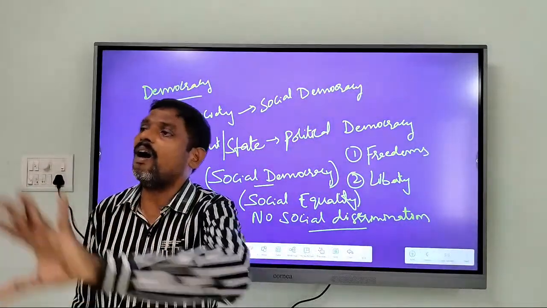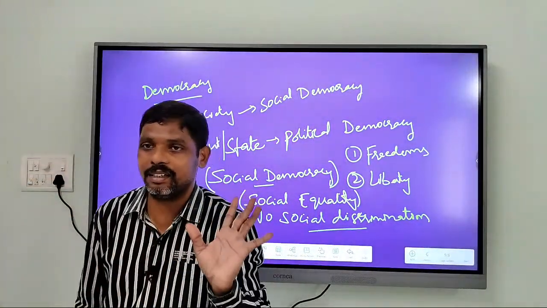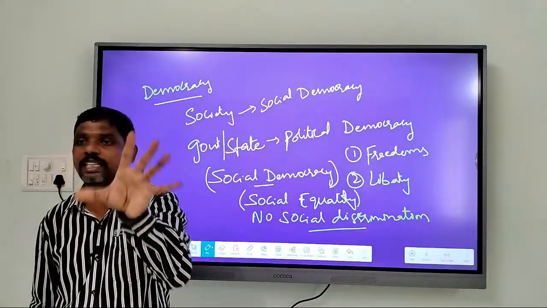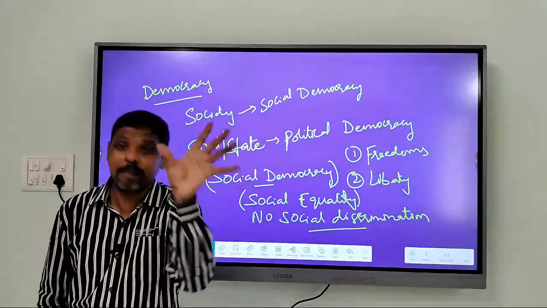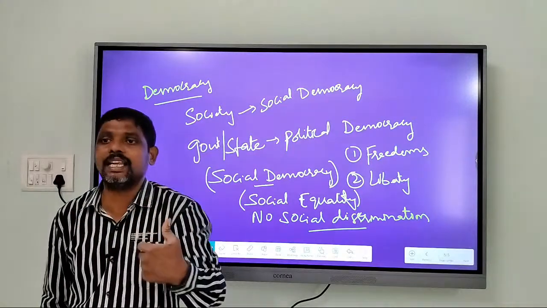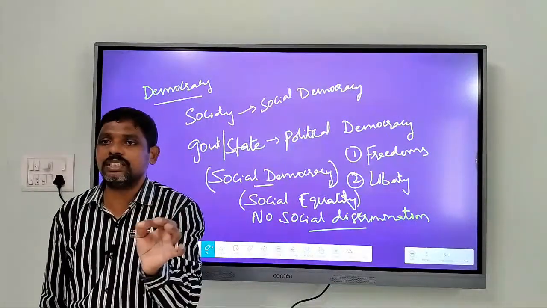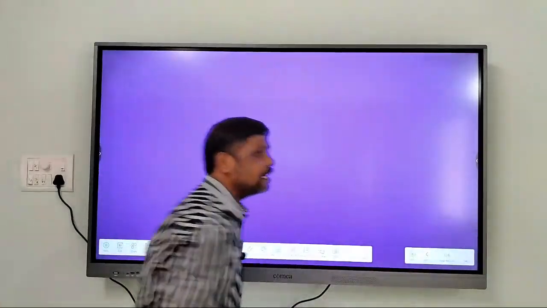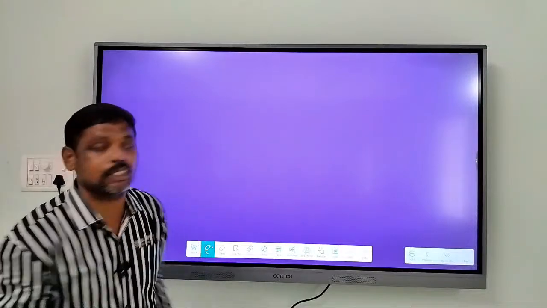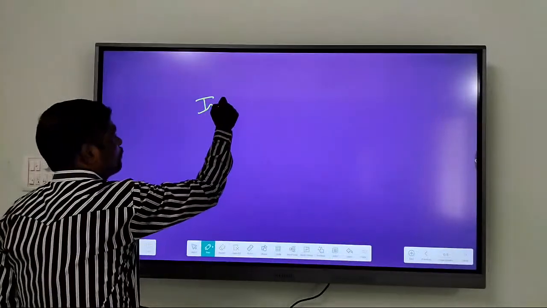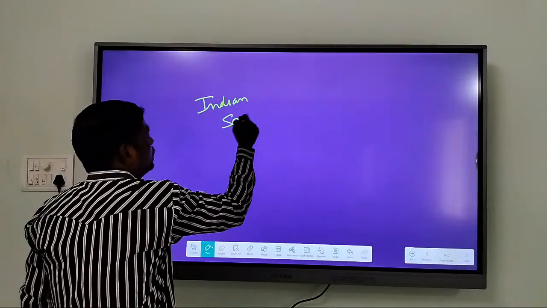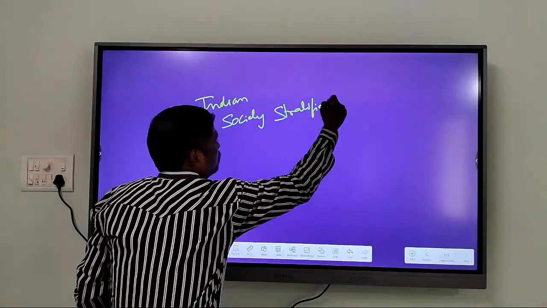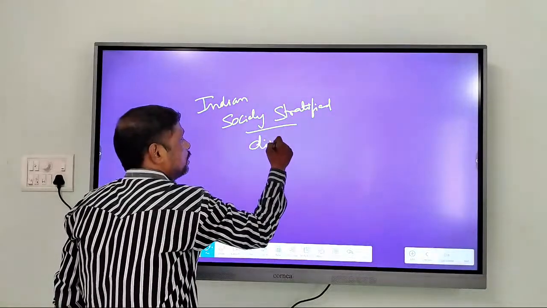Alright, I'll give one point. We always say that all the people should be treated equally. This is a common slogan in every part of society. But if you take a society like India, which has been stratified from the ages, Indian society is known for what? A stratified society, that is, a society which is divided.